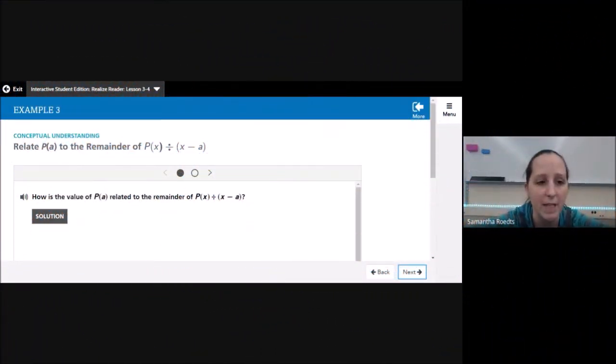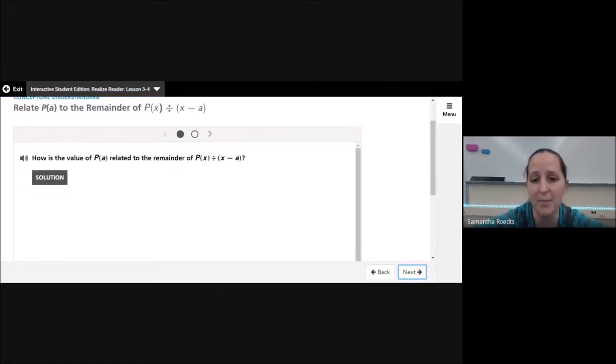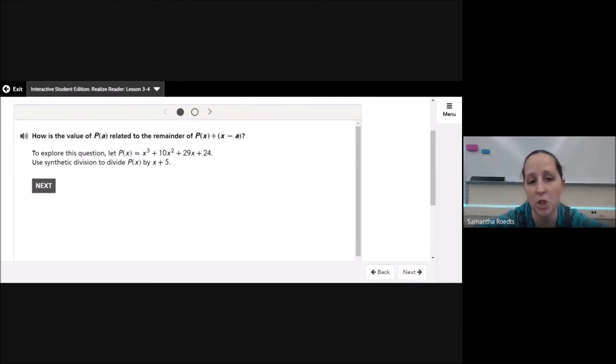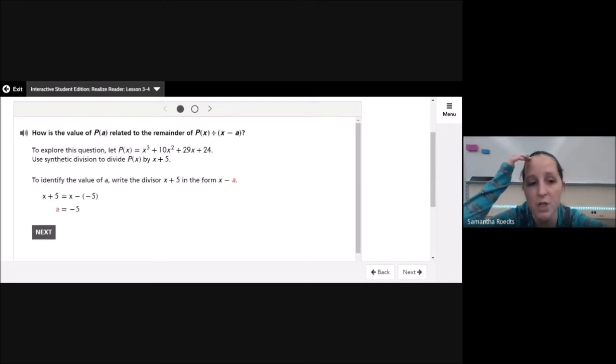All right, example 3, conceptual understanding. Relate P of a to the remainder of P of x divided by x minus a. How is the value of P of a related to the remainder of P of x divided by x minus a? To explore this question, let P of x equal x cubed plus 10x squared plus 29x plus 24. Use synthetic division to divide P of x by x plus 5. To identify the value of a, I write the divisor x plus 5 in the form x minus a. In order to do that, a has to be negative 5.